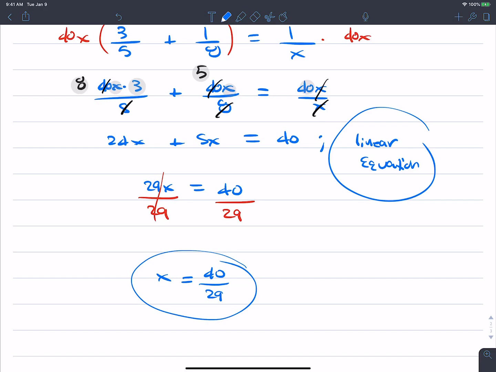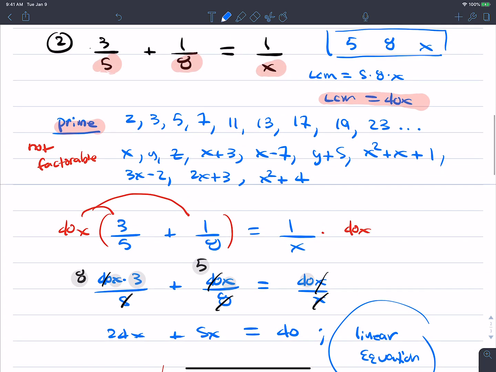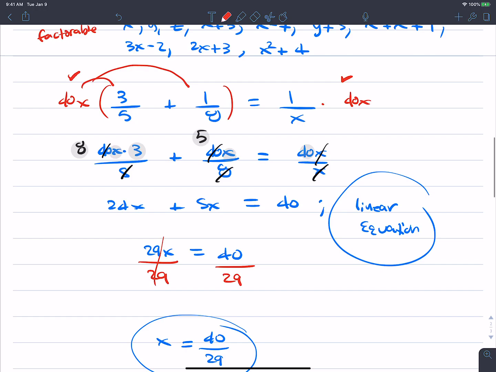And then this is how we do what? This is how we solve rational equations. That's your procedure. Remember, the procedure is this. Determine your LCM. Multiply both sides of your equation by the LCM. And then solve the remaining equation for x. There it is.